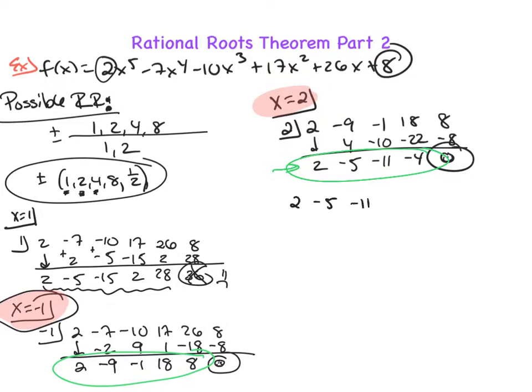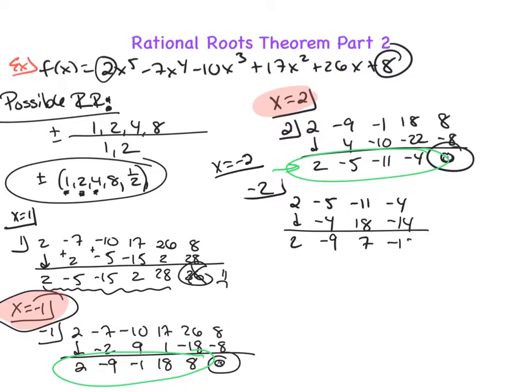2, negative 5, negative 11, negative 4. Let's check x equals negative, negative 2. And I'm going to put negative 2 in the box. So bring down the 2, multiply by negative 2, get negative 4. Add it to the negative 5, get negative 9. Multiply that by negative 2, we get positive 18. 18 minus 11 is 7. That's not looking good. Negative 14. Too bad. We were on such a roll.